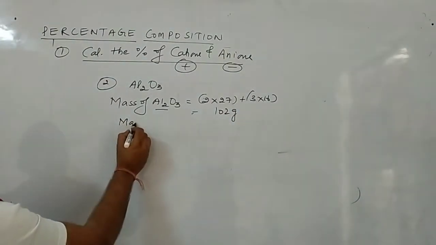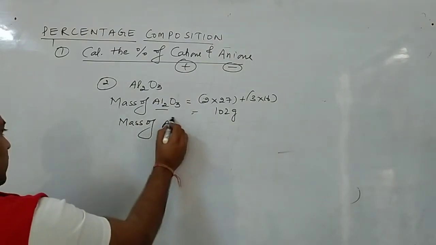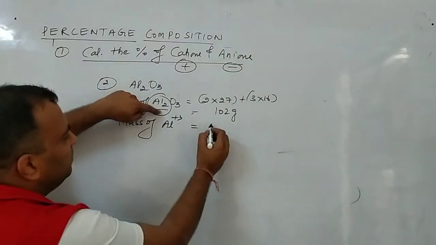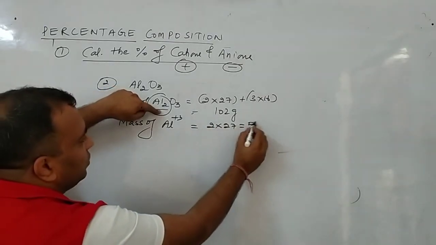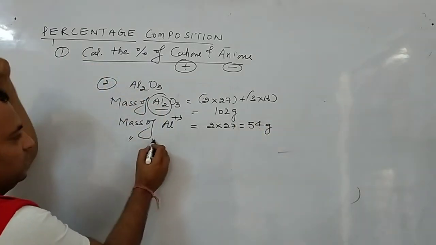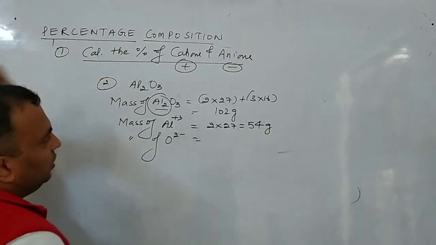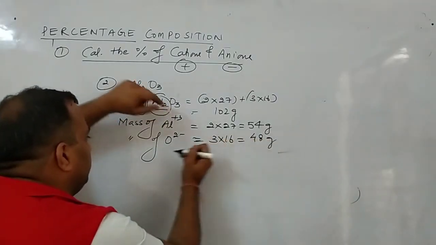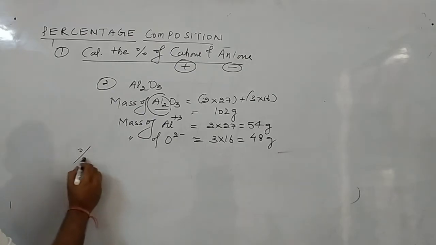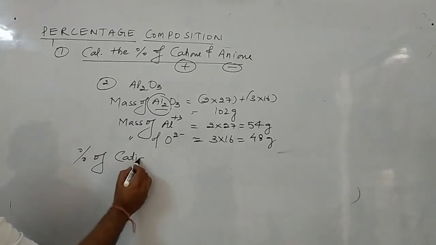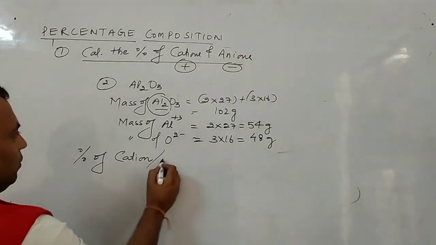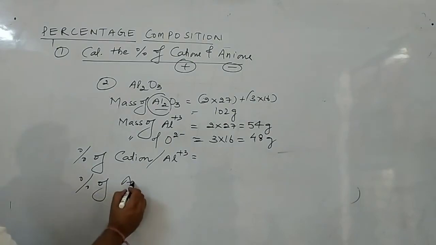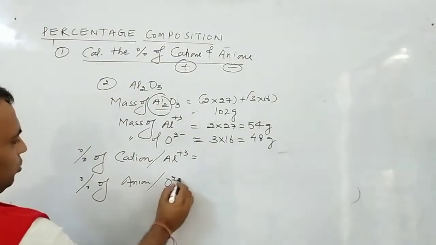Now, the mass of Al3+. Now see, aluminium is 2, so it will be 2 into 27, that comes out to be 54 gram. Similarly, the mass of O2-, so oxygen is 3. 3 into 16 comes out to be 48 gram. So now see the percentage. Percentage of cation or Al3+ ion, and I calculate percentage of anion or O2-.